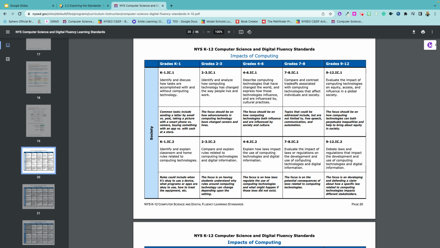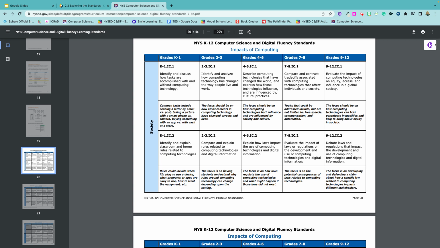Here we're really taking a look at what it means to use technology and how what we do affects certain outcomes. The next one is evaluate the impact of laws or regulation on the development and use of computing technologies and digital information. The clarifying statement is the focus is on the potential consequences of laws related to computing technologies. So here we can take a look at the legislation that's happening around artificial intelligence, or laws like Ed Law 2-d or FERPA or COPPA, and think about how these impact our students and impact our lives.